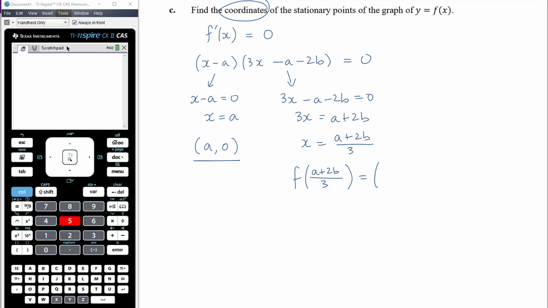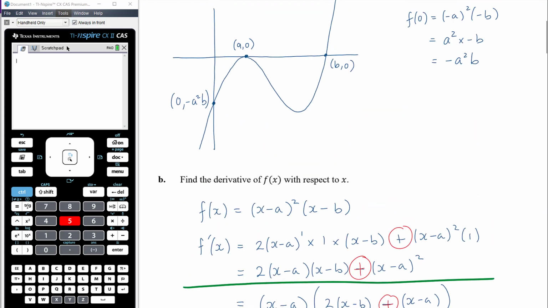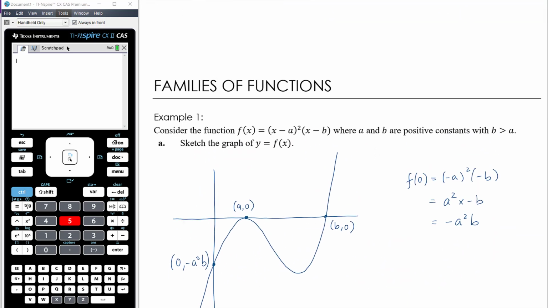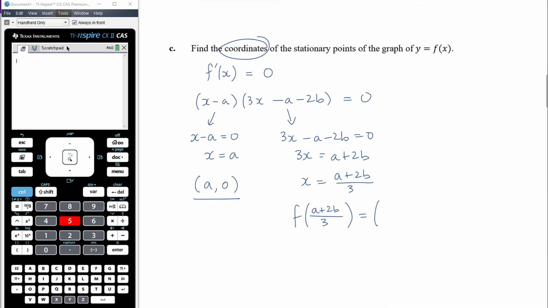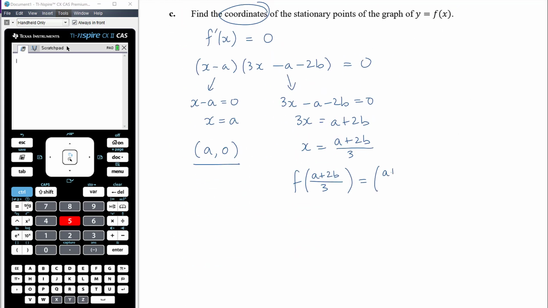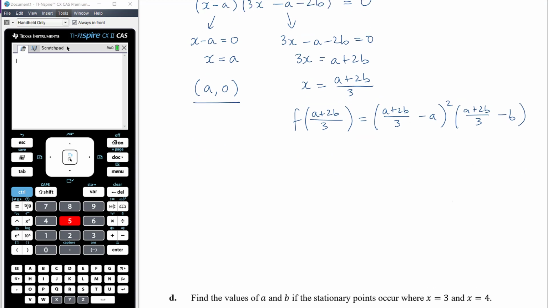Okay, so I'm going to put that into the function. So the function, remember, was, let's go right back up to the top again. Function was x minus a all squared times x minus b. So x, which is this, minus a all squared times x, which is this, minus b. Okay, so again, I'm going to run through this question again using your CAS, but this is all algebra that you should be able to do, and I would encourage you to get that practice where you get the opportunity to.